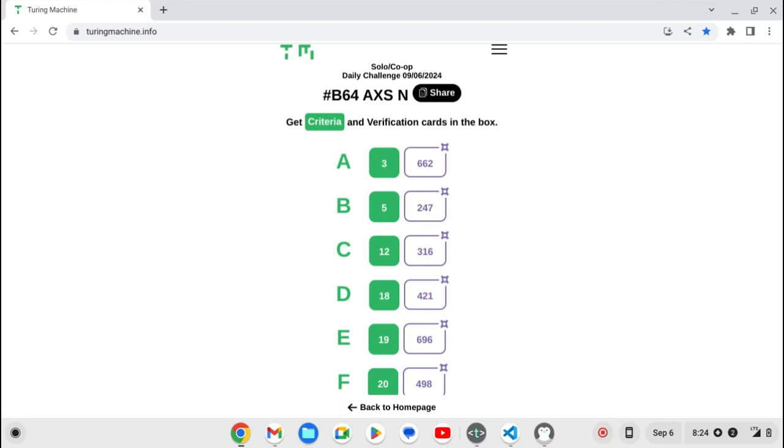Let's begin. Today is September 6th, 2024, and we're solving the Daily Turing Machine Puzzle. Today's puzzle uses the following 6 criteria cards: criteria card 3, 5, 12, 18, 19, and 20. And the puzzle uses the purple verification cards. The code above is your way to get more information on today's puzzle by searching the code on turingmachine.info. Let's go solve.